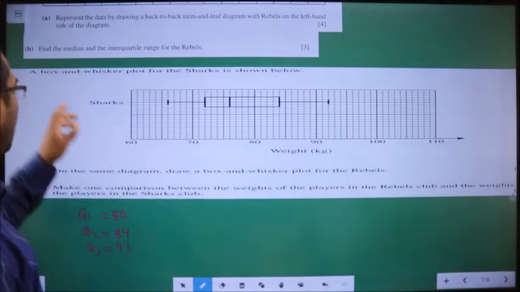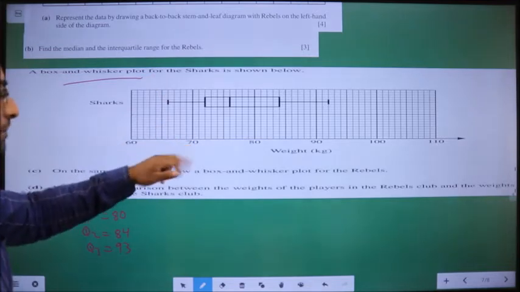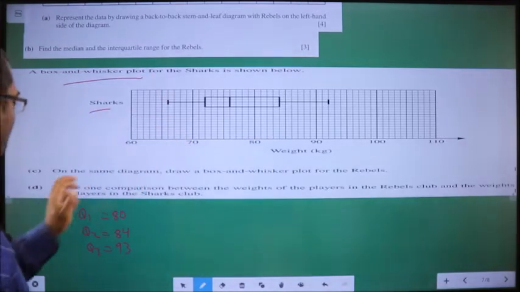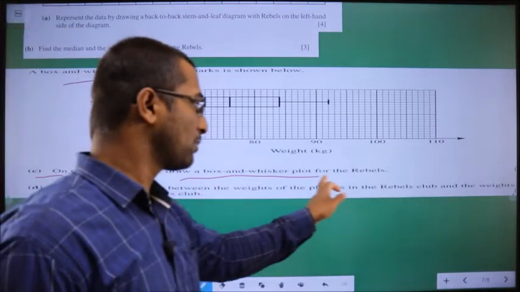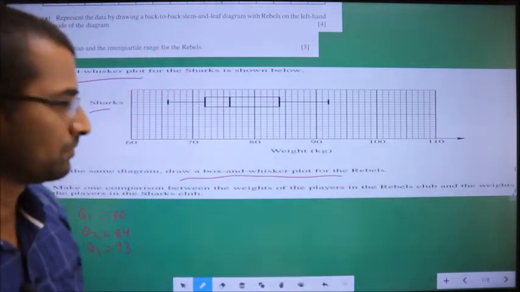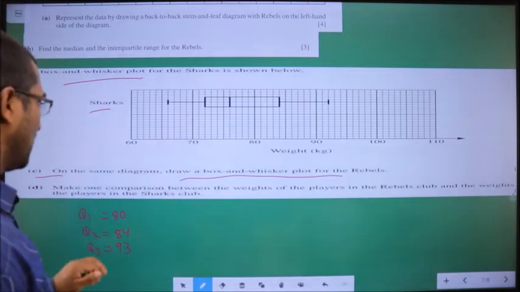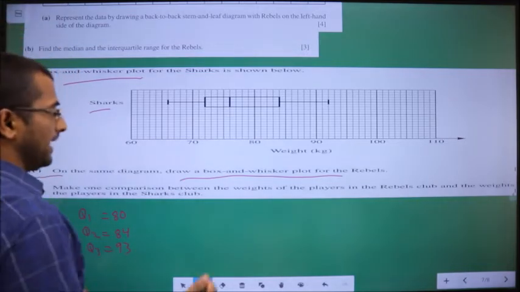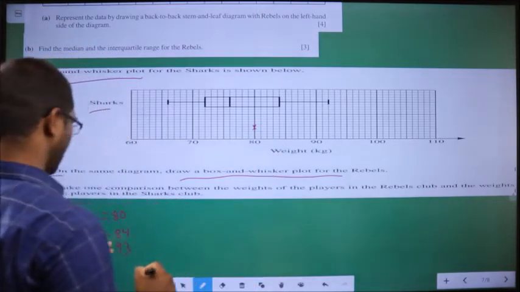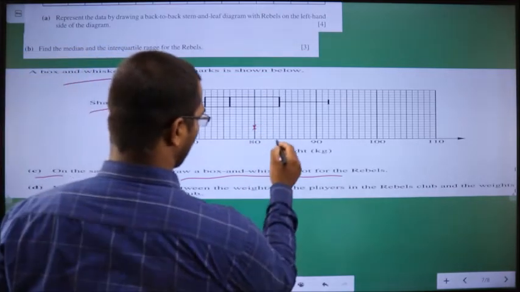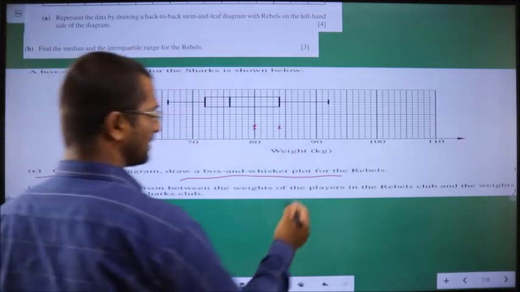Next, a box and whisker plot for the Sharks is shown below. C. On the same diagram, draw a box and whisker plot for the Rebels. For Rebels, earlier we found Q1, Q2, Q3. Q1 is 80, so at 80 put a dot. And next 84, so a line here. And Q3 is 93.